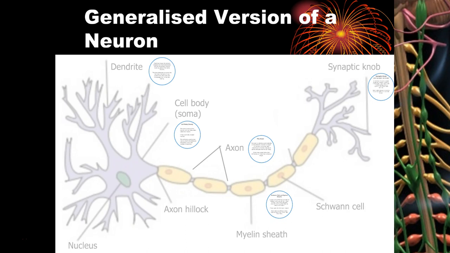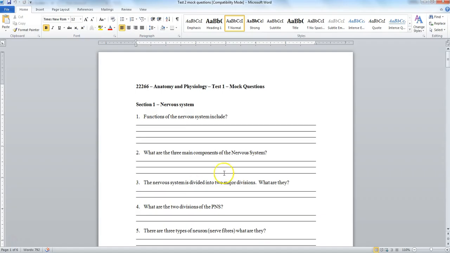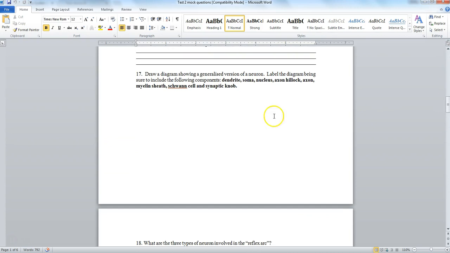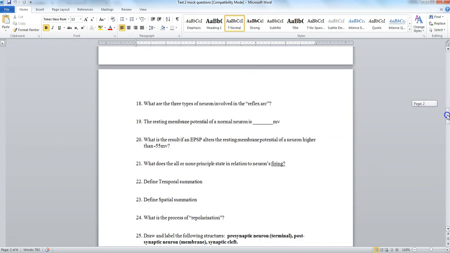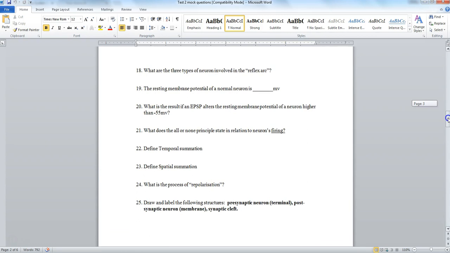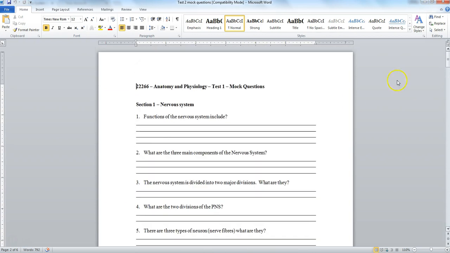Again, for this presentation, you'll want to have your mock question sheet handy. That is this one here, called 22266 Anatomy Physiology Test 1 Mock Questions. And the last thing we did was under question 17, we drew a generalized neuron and labeled the parts. Today we'll continue and finish off these mock questions so that you have everything you need for section 1 of your test, the nervous system. So let's dive into it.